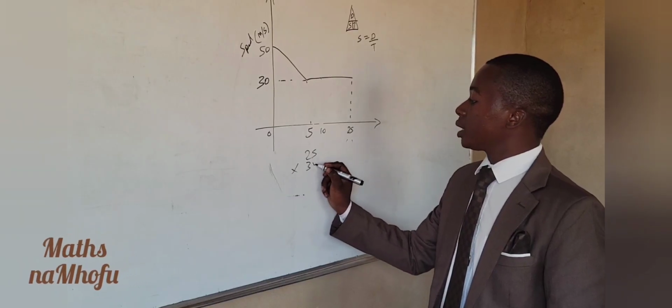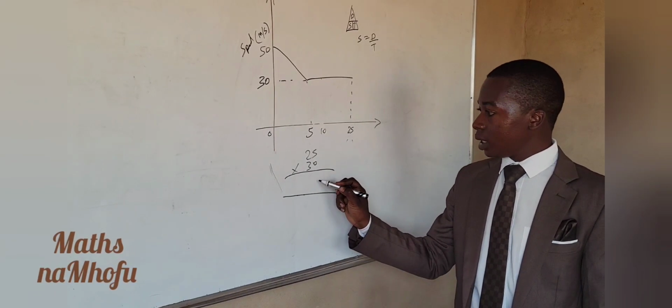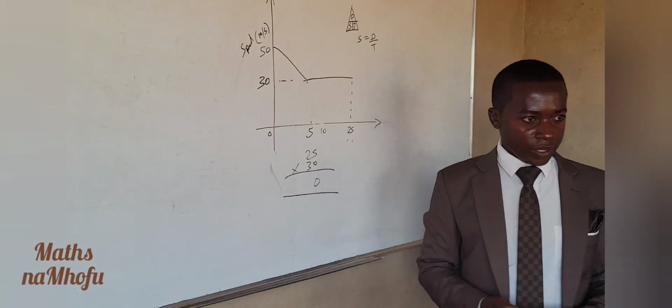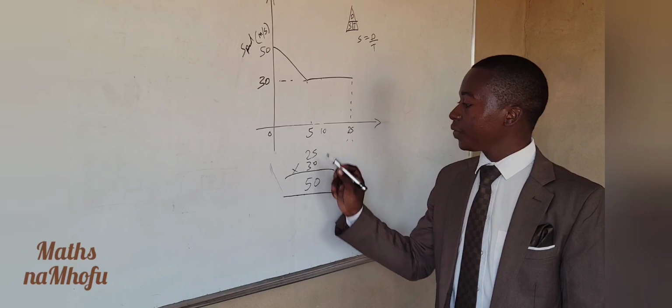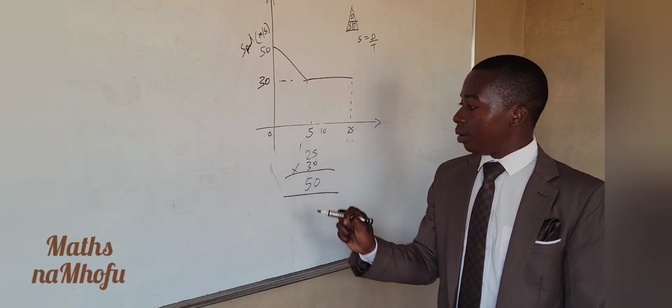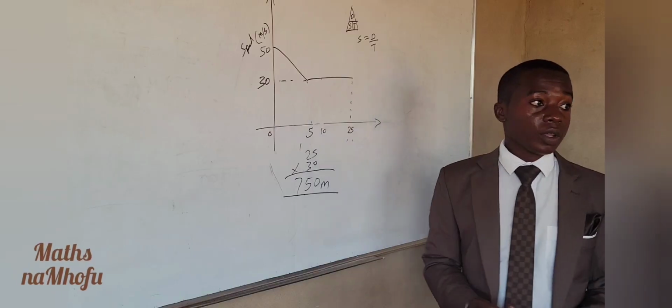So our rectangle here is 25 times 30. Remember, the answer will be in meters. 25 times 30: 5 times 3 is 15, write 5, remainder 1, here 6, so 750. So here we have 750 meters firstly.